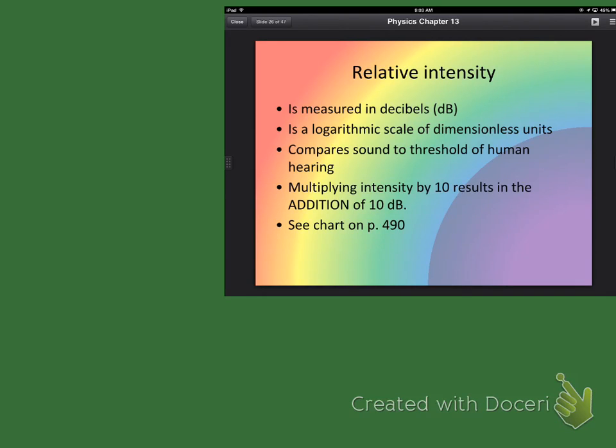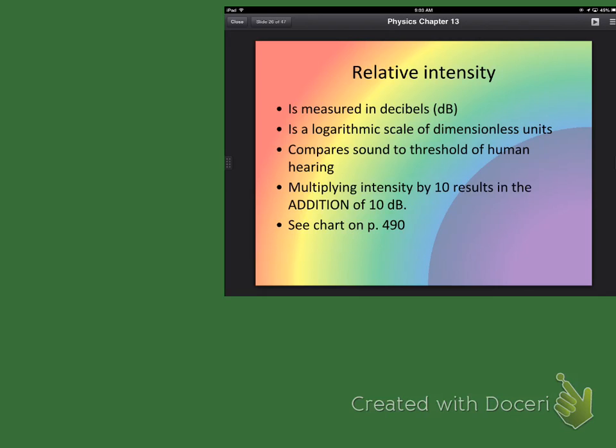Relative intensity. The decibel scale is not as scientific as you might think. So the actual base unit for relative intensity is the what? Looking at that name, what is it? It's a metric prefix. It's the bell. A decibel is what we actually talk about.